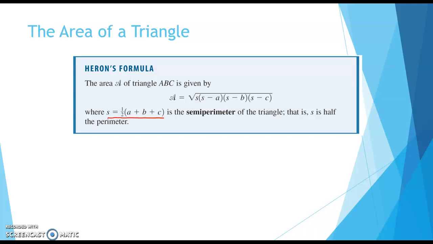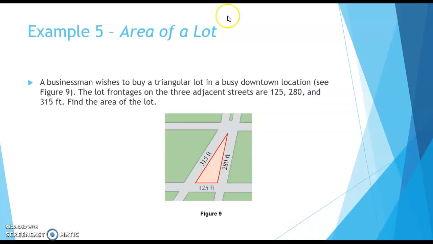To find s, we add up all of the sides. So we take a plus b plus c and multiply it by one half, or you can think of it as dividing it by 2. We find half the perimeter of the triangle. That's the first thing we do when we use Heron's formula. We solve for s. Once we have the semi-perimeter, we go to that area formula and use the square root of s times s minus a times s minus b times s minus c.